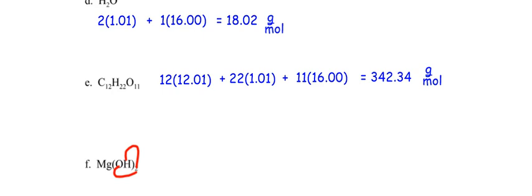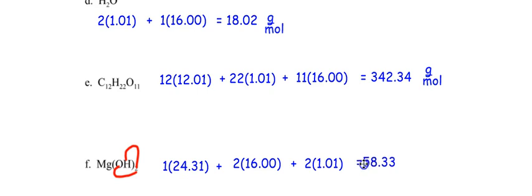So how many magnesiums do you have? It's not in the parentheses, so you only have 1 magnesium, don't you? How many oxygens do you have? Well, if you distribute, you have 2 of them, don't you? And how many hydrogens do you have? Well, if you distribute, you got 2 of them as well. So when you add these all up, what do you get? 58.33. Again, what's my unit? Grams per mole. Okay, hopefully that wasn't too bad.